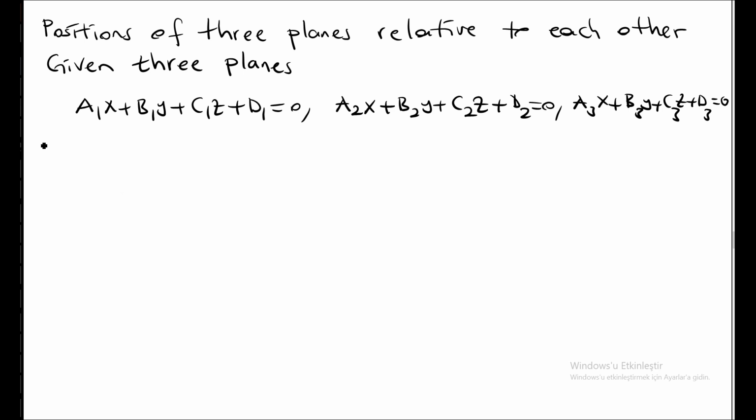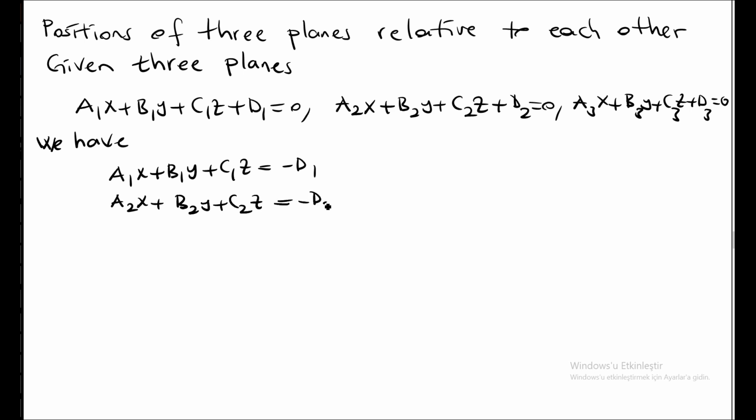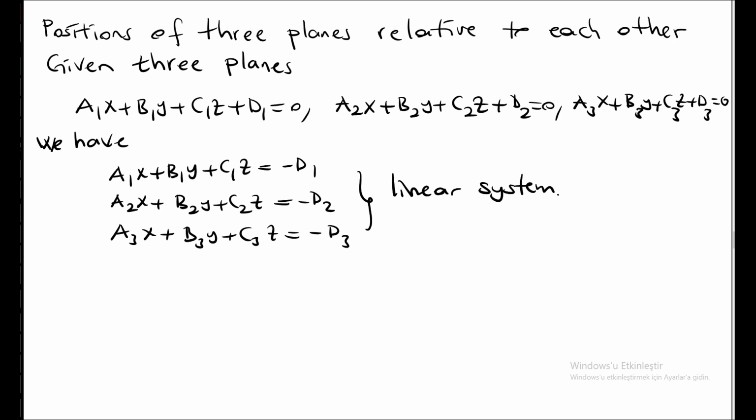So actually we have these linear equations: a1 times x, b1 times y, c1 times z equals negative d1. The others are the same, a2 times x, b2 times y, c2 times z equals negative d2, and a3 times x, b3 times y, c3 times z equals negative d3. This is a linear system. So to find the positions of these three planes, actually we need to solve these equations. The position of these three planes is related to the solution of this linear system.